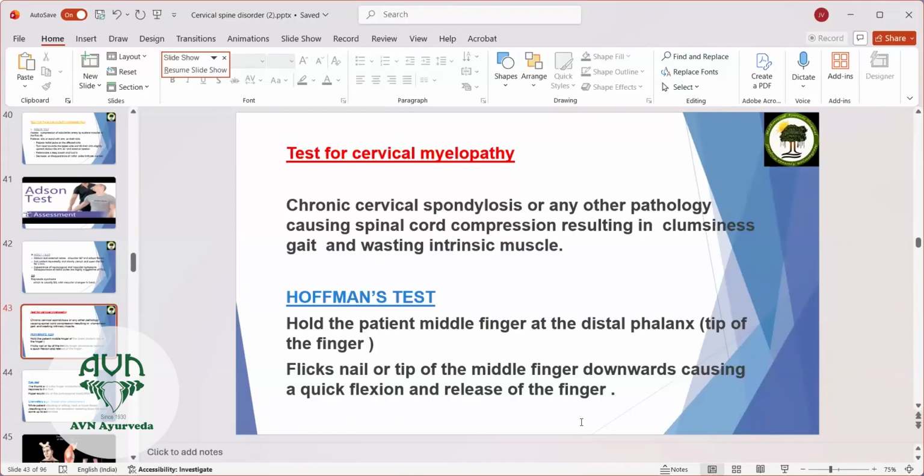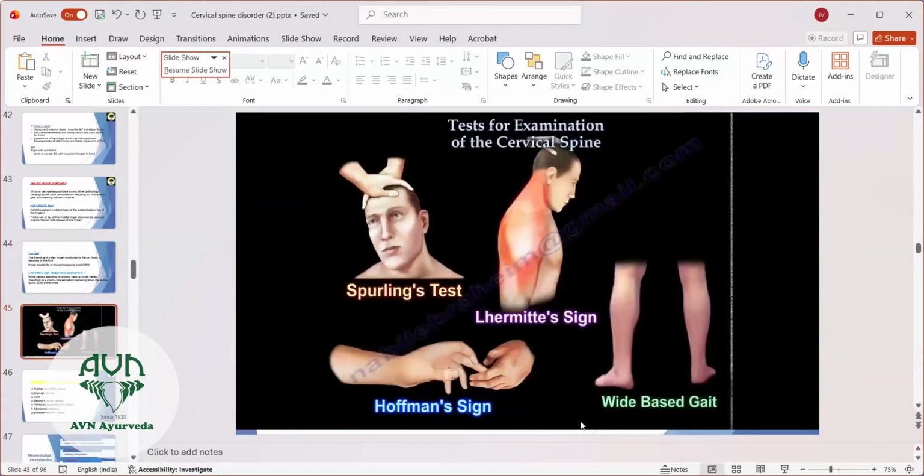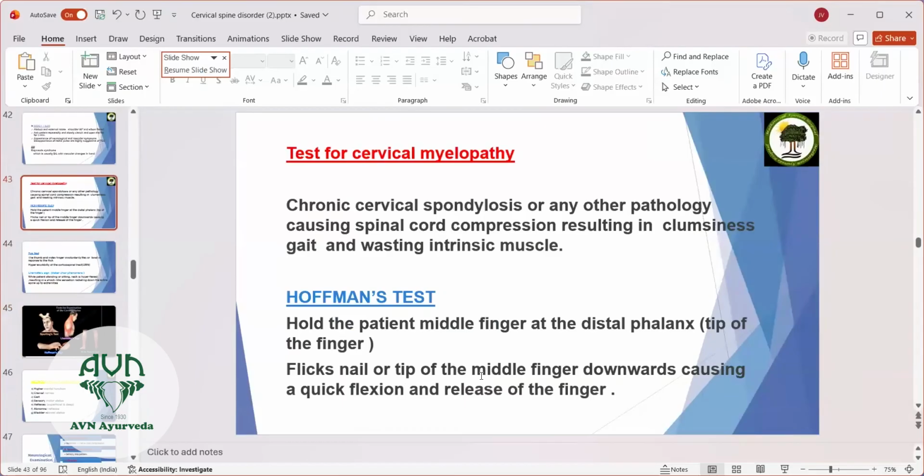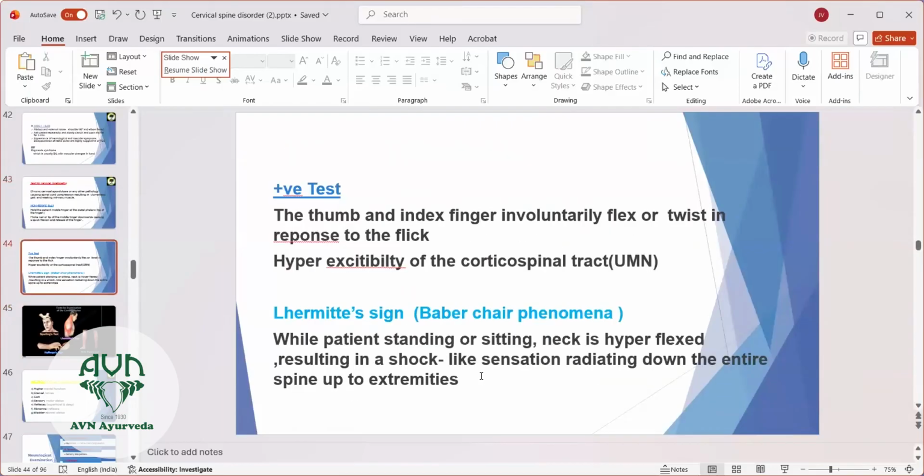To rule this out, the simple test we are doing is the Hoffman test. Hold the patient's middle finger at the distal phalanx, the tip of the finger. Flick the nail or tip of the middle finger downwards, causing quick flexion and release of the finger. Your thumb and index finger involuntarily flex or twist in response to this flick. That means hyperexcitability of the corticospinal tract.